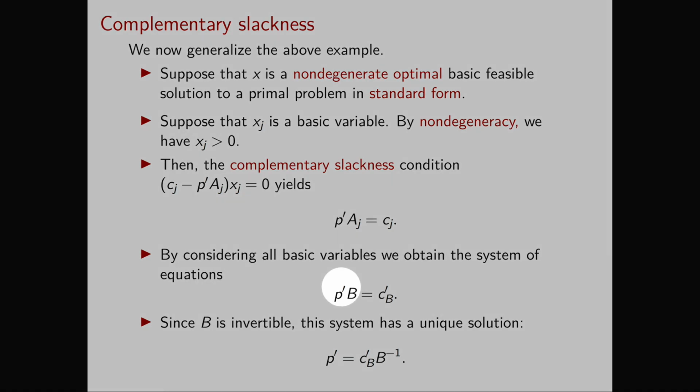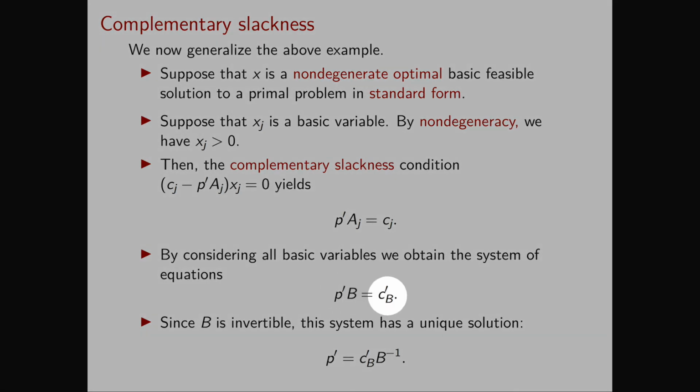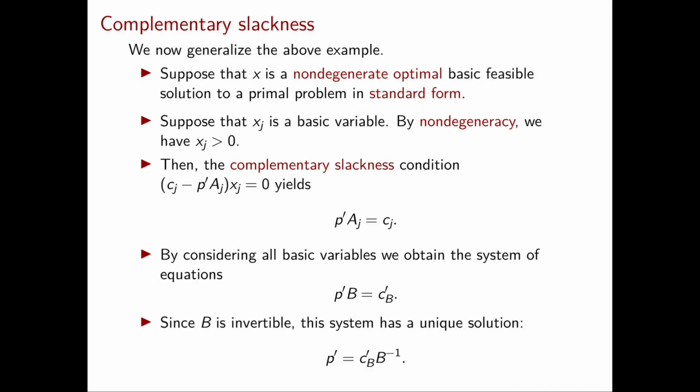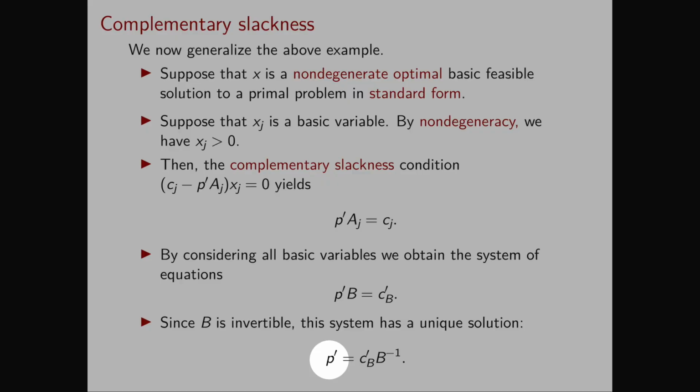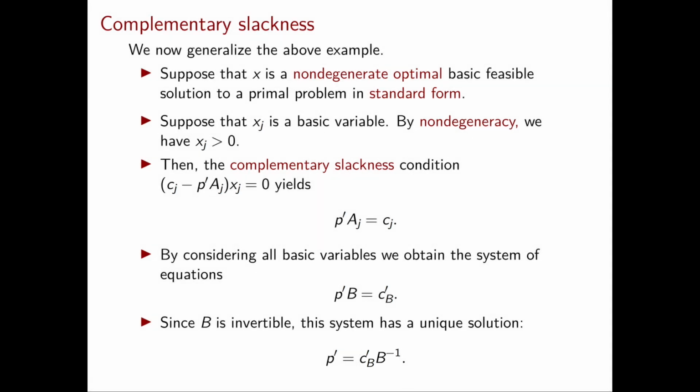So we can rearrange all these equality constraints in matrix form using our basis matrix, and we obtain p transpose B is equal to cB transposed. Now, since the matrix B is invertible, this system of equations has a unique solution, and this can be found by multiplying on the right by B inverse. So we obtain the dual solution p transposed equal to cB transposed B inverse. So in this slide, we have seen how, under our assumptions, we can obtain a unique solution to the dual. We still have to show that it's feasible and optimal.